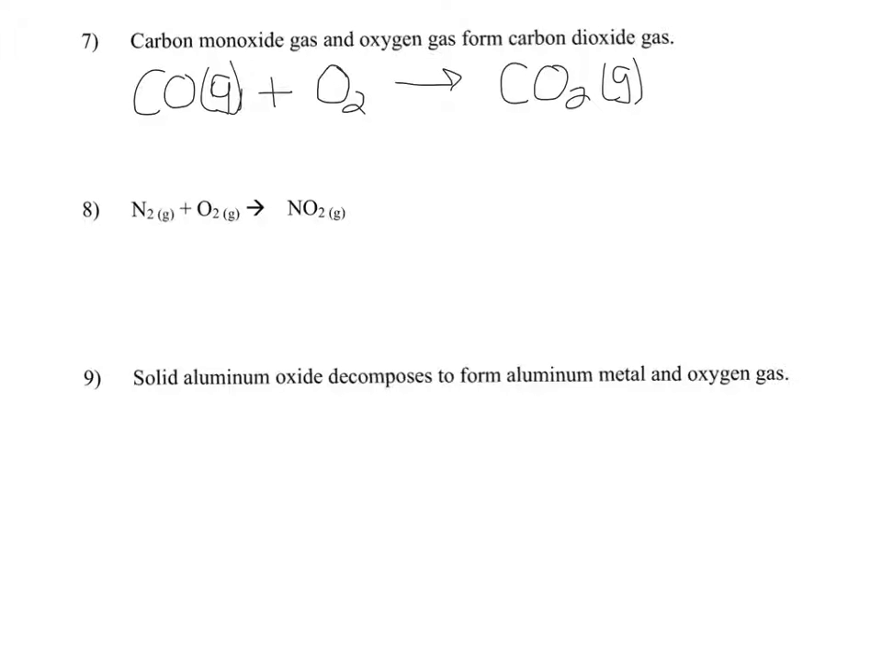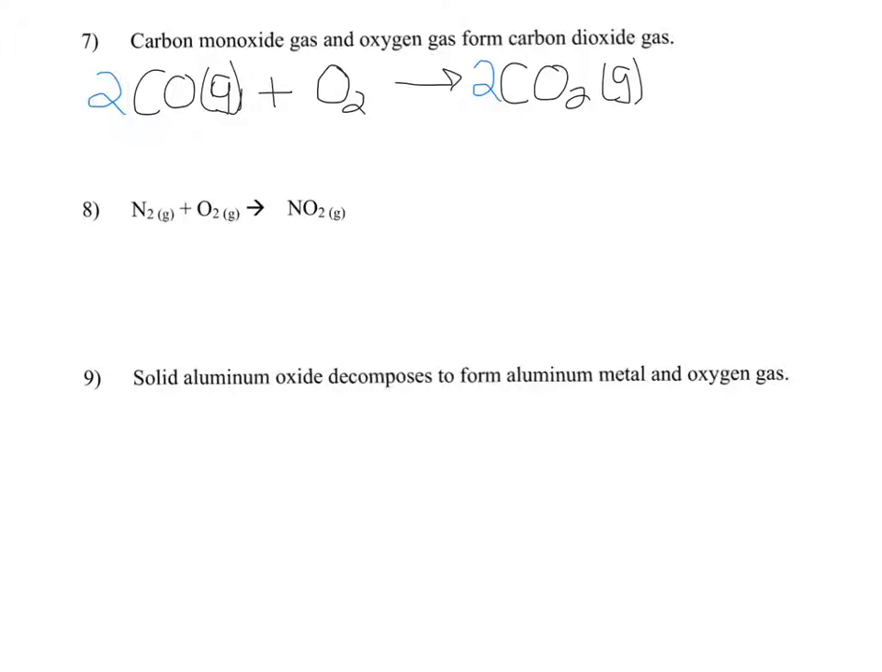We now need to go through the balancing process, and like last time, it does make life a little easier if you get rid of that odd. And now I have 2 carbon, 4 oxygen, and a 2 in front of my carbon and oxygen there. Works out just fine.